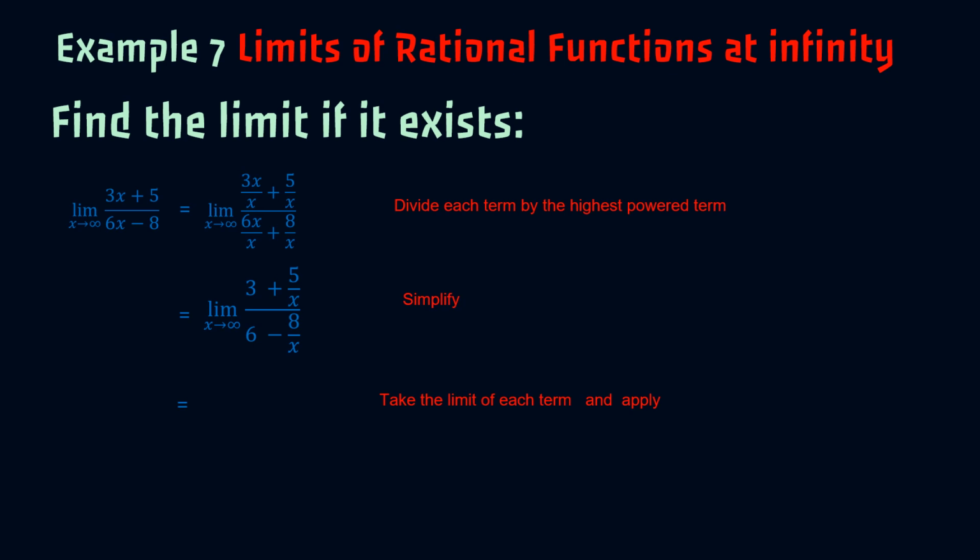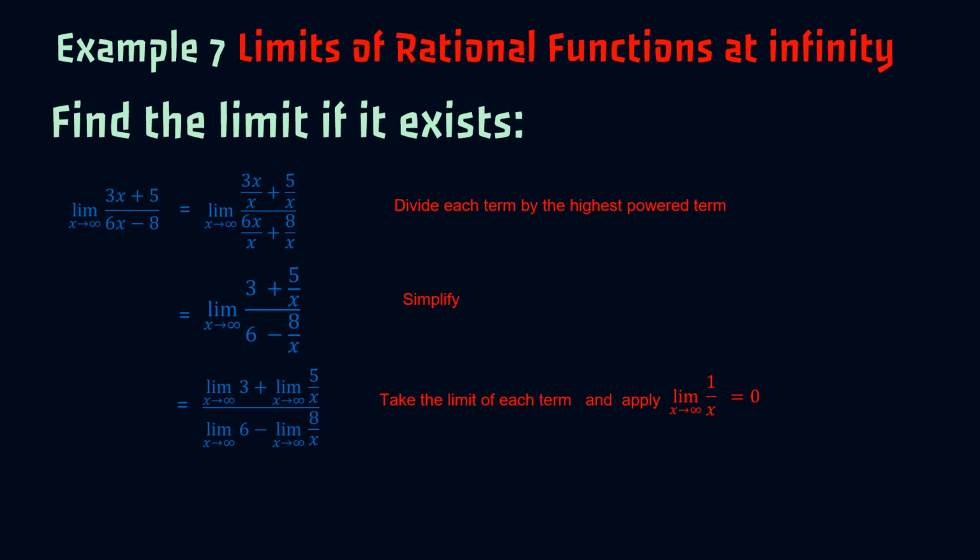So in the next step, I'm going to apply the limit to every single expression. I'm going to find the limit of 3, of 5 over x, of 6, and of 8 over x. And I'm going to apply this rule: the limit when x gets close to positive infinity of 1 over x, remember, is 0. As x increases, 1 over x goes to 0. So let me take the limit of each of the terms.